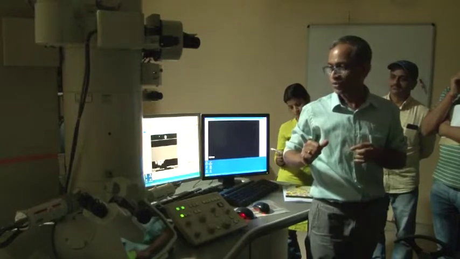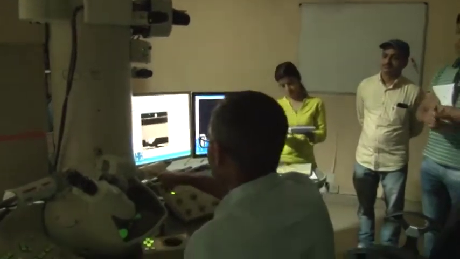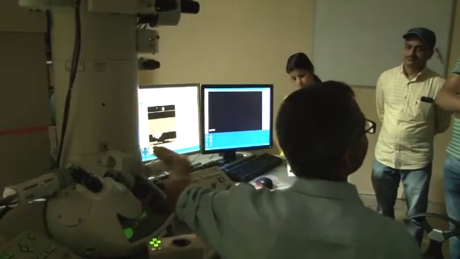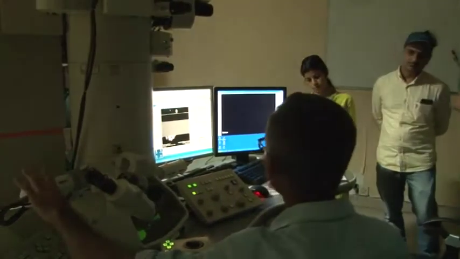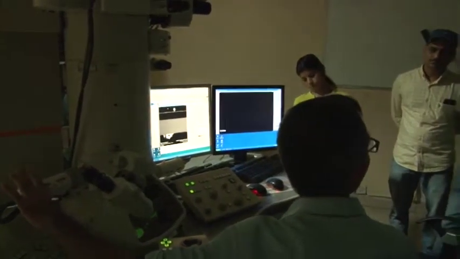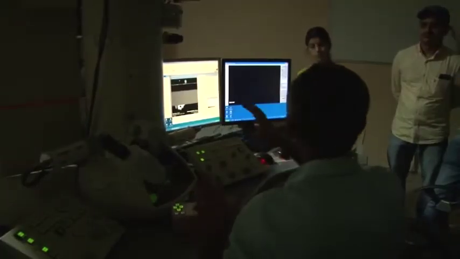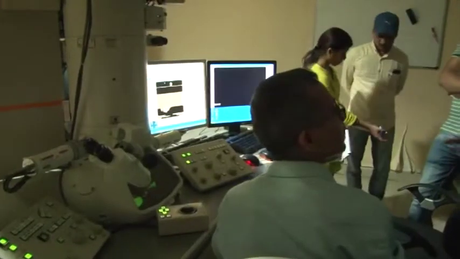Alright. So apart from that, here are the two detectors. This is the bright field STEM detector, scanning transmission electron microscopy detector, and this is the dark field scanning transmission electron microscopy detector. About how these are inserted, etc., I will let Professor Benjamin do it.